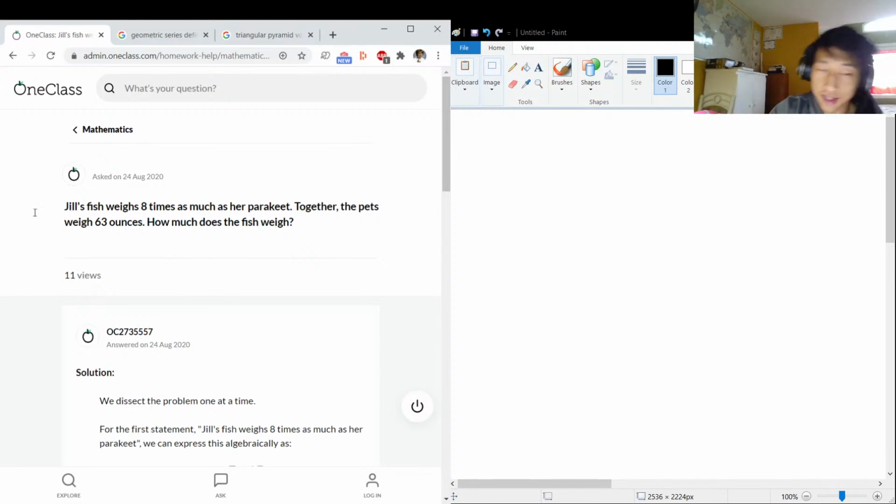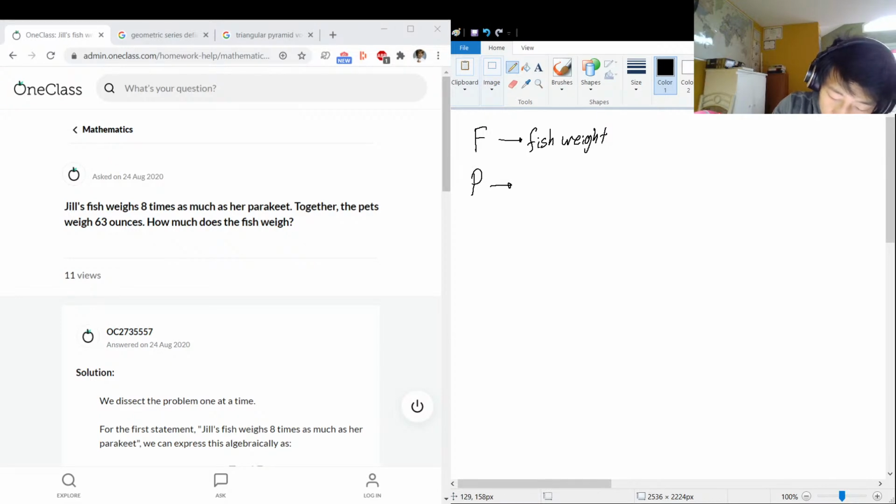So with this sentence, we can extract some equations from here. Let's set up some variables and show what they represent. So if we have f, let's call that f, and that will be fish weight. And let's say p, this will be parakeet weight. This might be a shark or a very small parakeet.